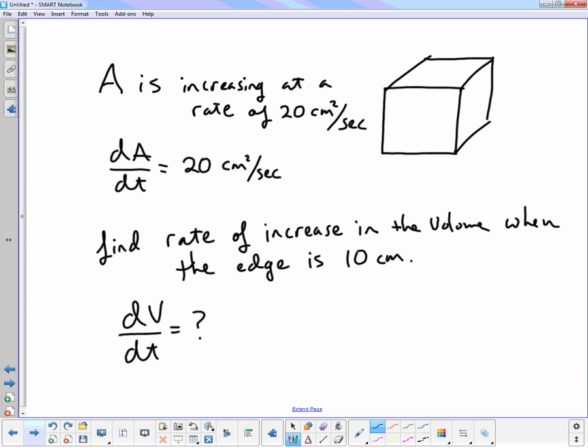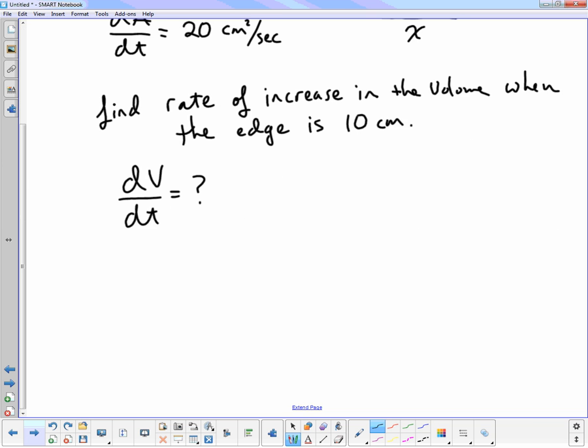When the edge is 10, I need a variable for the edge. X. I don't want to use E simply because E is a constant, and I don't want to abuse my variables. I avoid that. So we have dA/dt and dV/dt. Let's collect them all. We have dA/dt, we need dV/dt, and we've got time, and we've got the side length x.